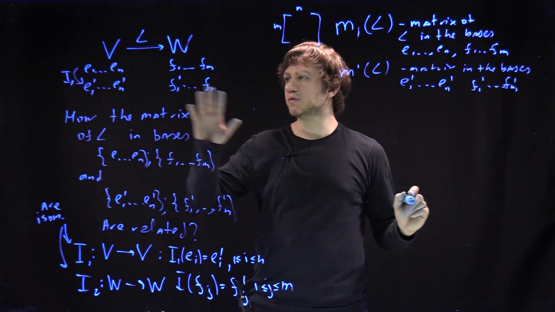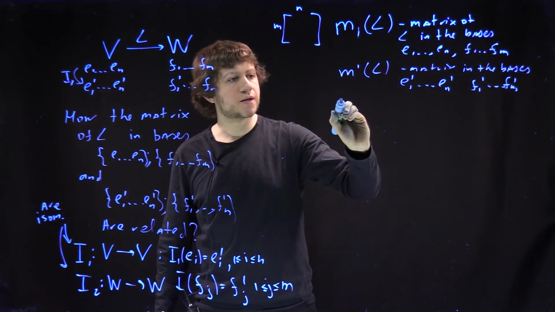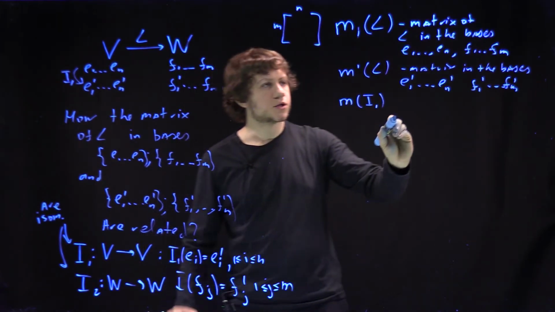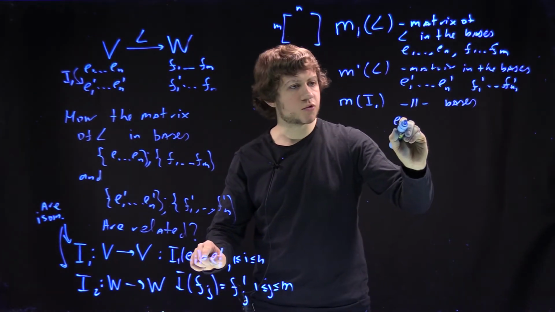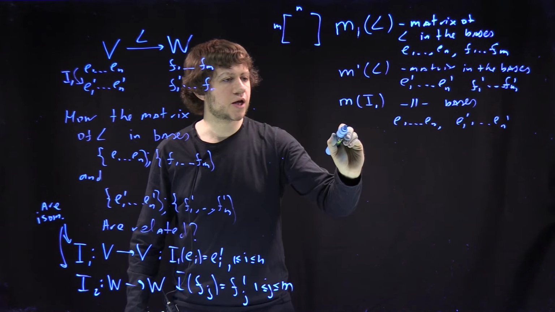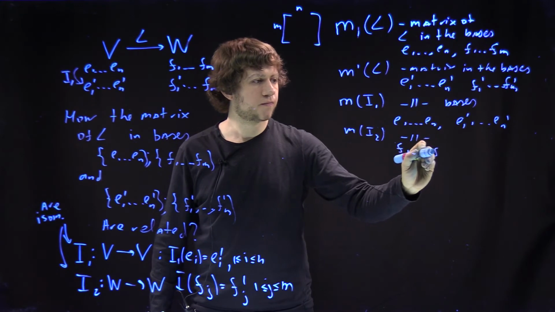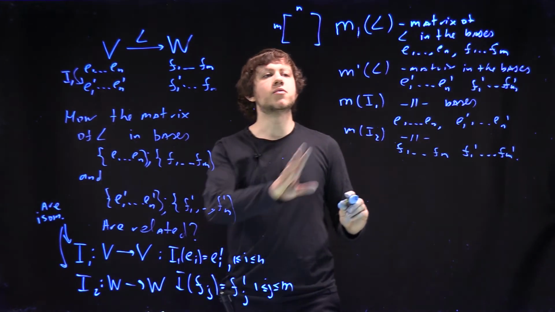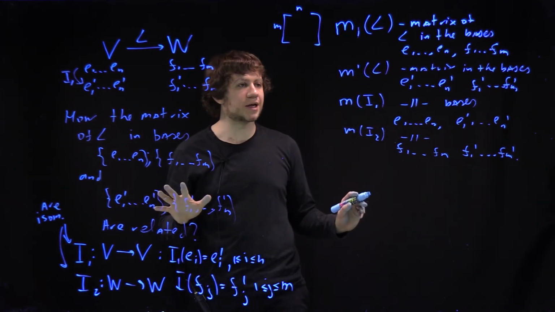So we can add to them two additional matrices. We can take the matrix, which I will denote, let me say, matrix of I1. This one is the matrix of I1 in the bases where the first one is E1 up to En, and the second is E1 prime up to En prime. And similarly M of I2, but now with F1 up to Fm, F1 prime up to Fm prime. And then the statement is that there is some identity between these matrices. So let's try to see what it looks like.